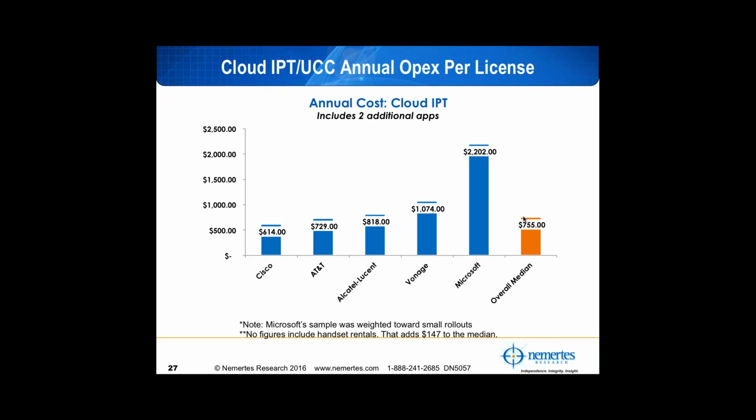This also does not include handset rentals. If we were to add those in, the median for a year, this is, by the way, annual, so yearly prices, that would add about $147 per unit to the median. So what this does include is your subscription cost, and your staffing and operational costs. How much are you spending on staff per year to help manage the solution?